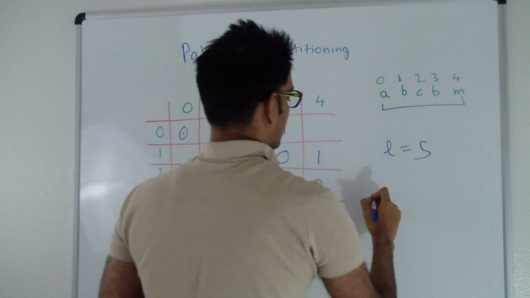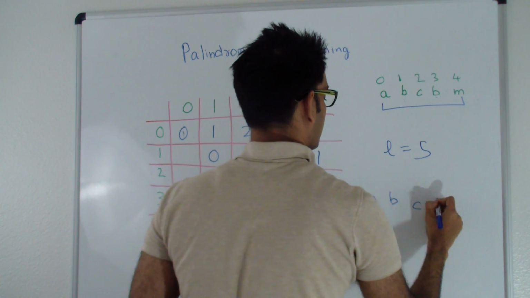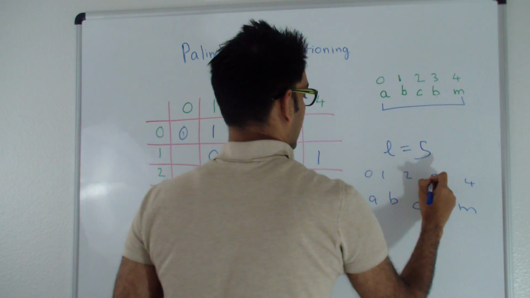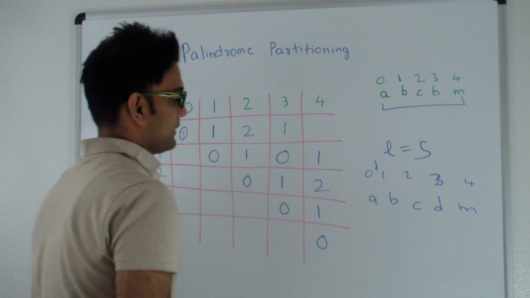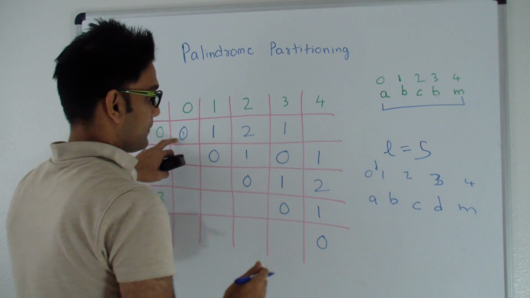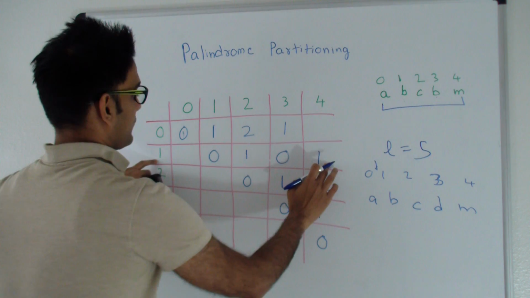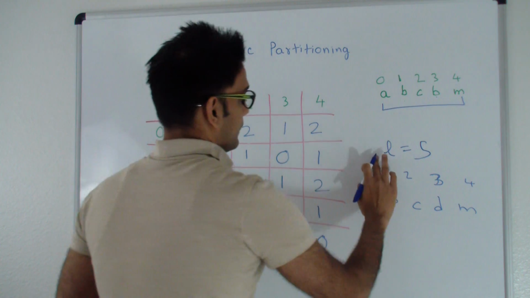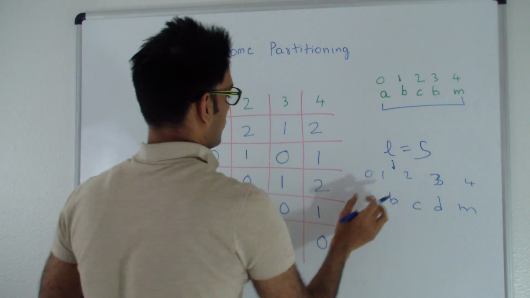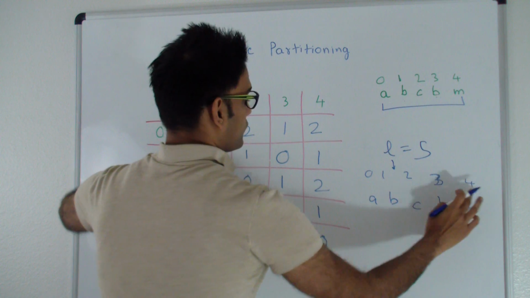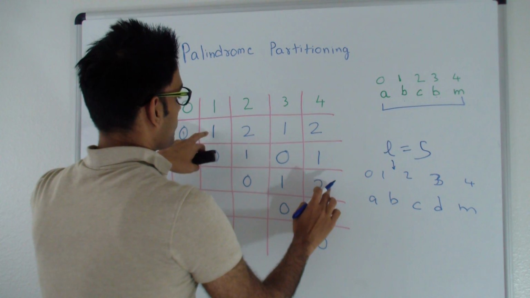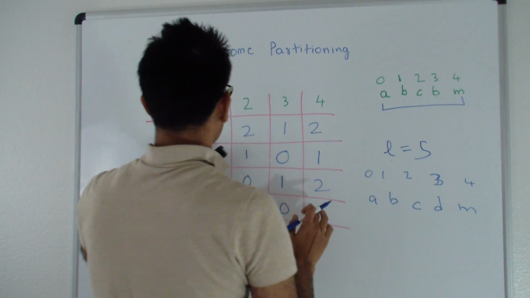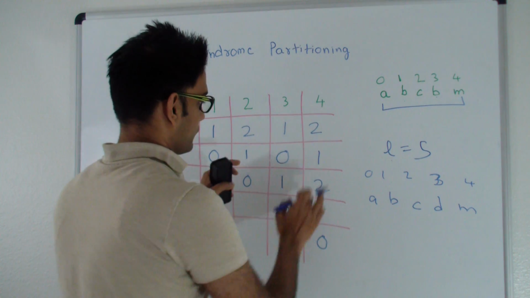When L is equal to 5, I'll consider A, B, C, D, M, 0, 1, 2, 3, 4. If I split at this point, it will be 0, 0 plus 1 to 4. 1 to 4 is 1, 0, 0 is 0, and this split is 1, so that's 2. If I split at this point, it's 0 to 1, so 0 to 1 is 1, 2 to 4 is 2, so 1 plus 2, 3 plus 1, 4, so 4 is not better than 2.